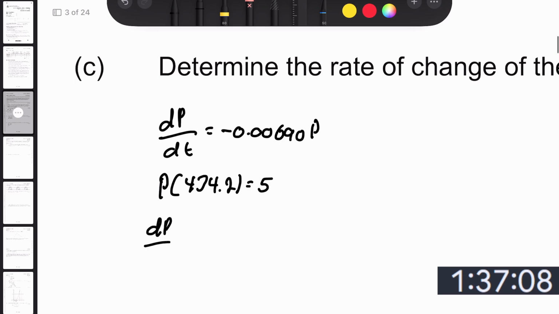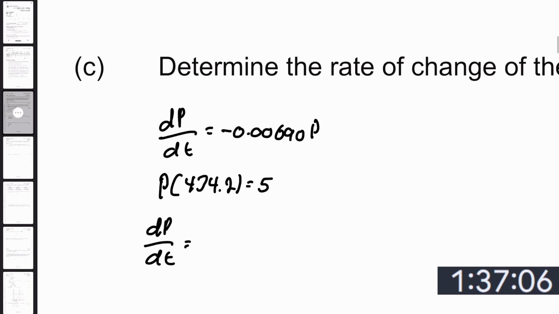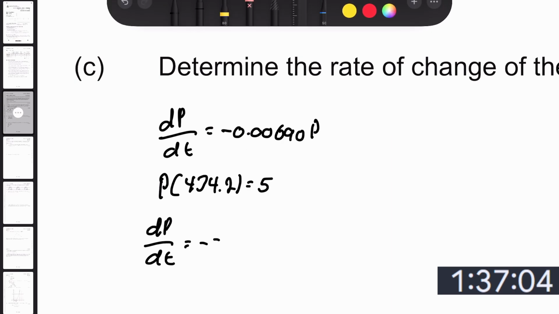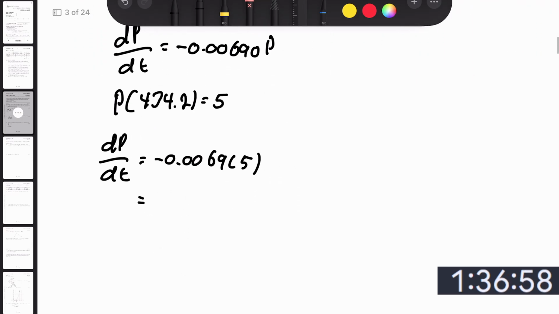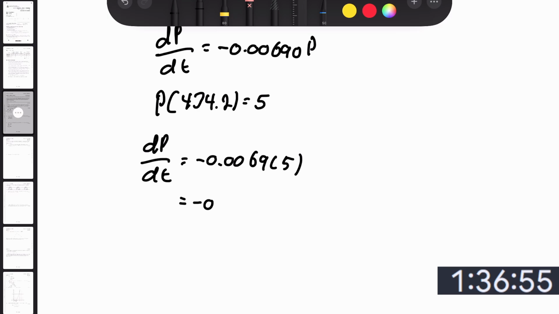So then dP/dt is equal to negative 0.0069 times 5. Putting it in my CAS, even though I can probably work that out in my head, but I just want to stay humble and acknowledge that I probably make a lot more mistakes than the CAS does. So I'm just going to put that in my CAS. And then this would be grams a day.